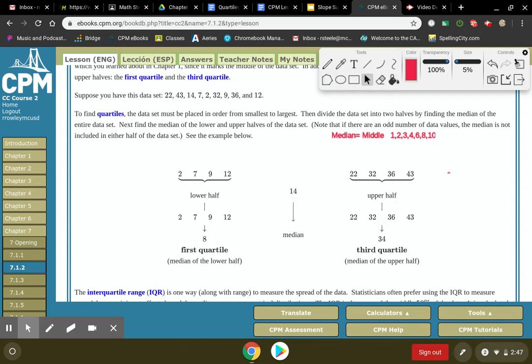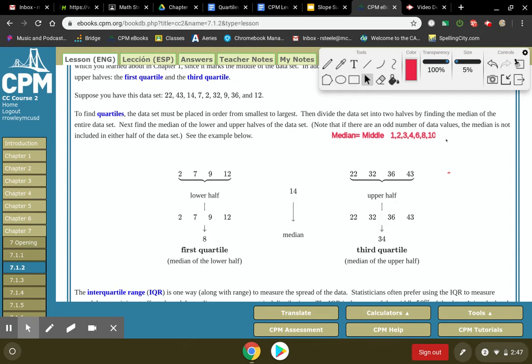So quartile is literally just a fancy word for the middle, which earlier in this lesson you had to define as median. Okay, so median is the word that the book uses and the word that we use in mathematics to describe the middle part of the data.